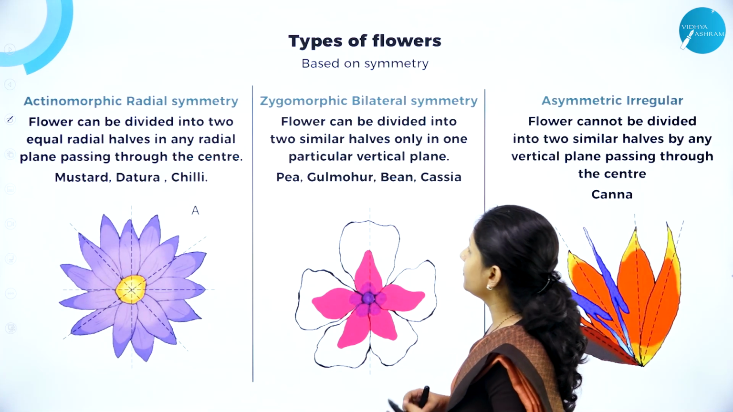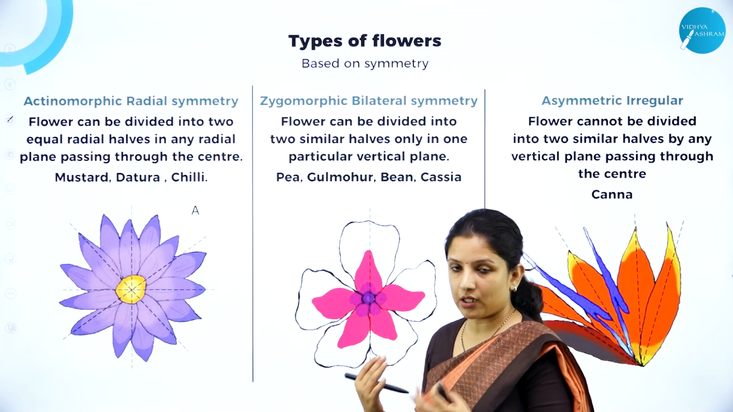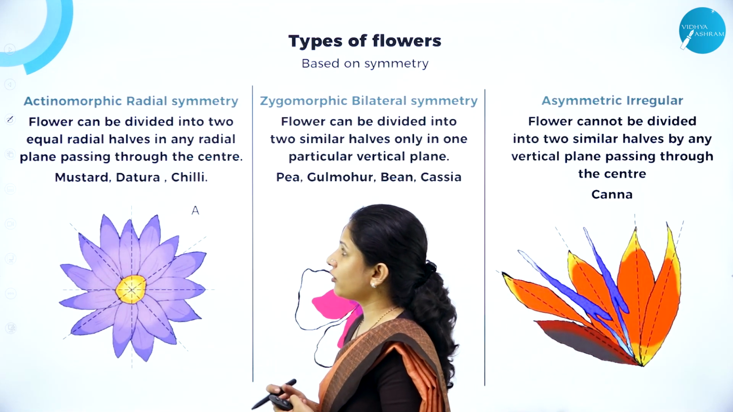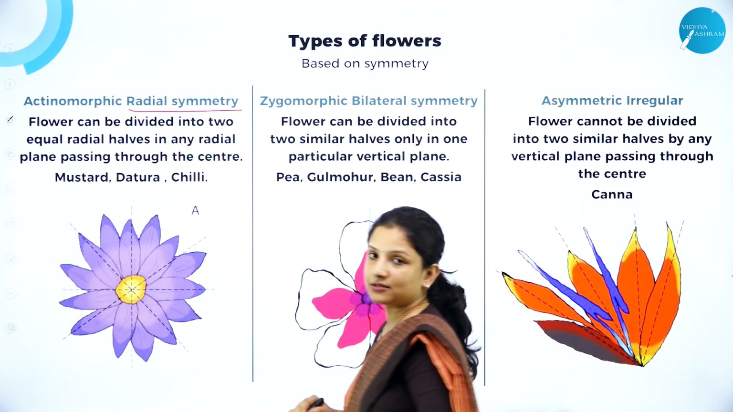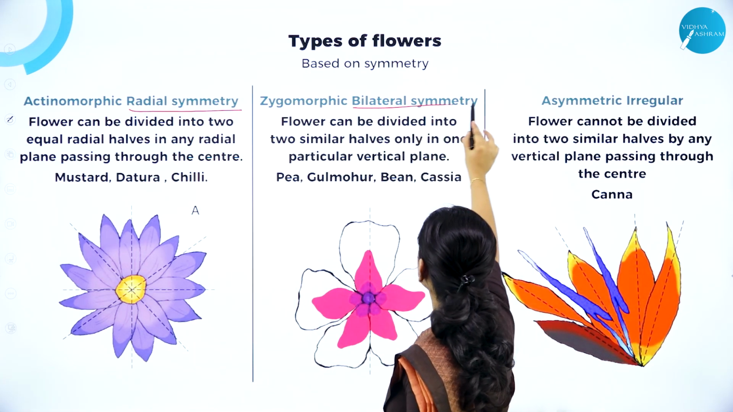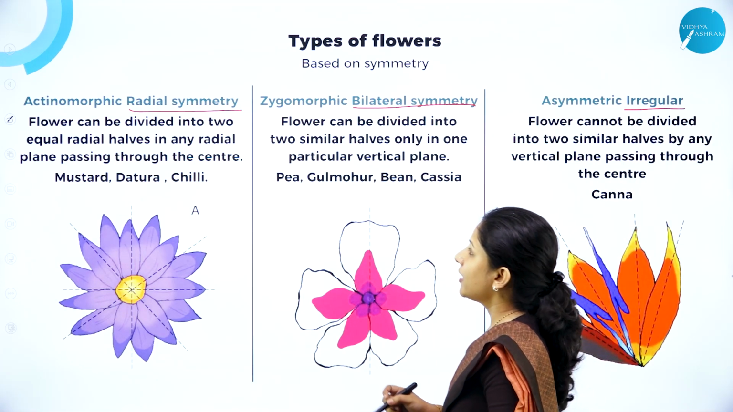Next, moving on to based on symmetry. So how you can divide the flowers into equal halves. It is of actinomorphic, which is a type of radial symmetry, zygomorphic, which is bilateral symmetry, or asymmetry, which is irregular symmetry.